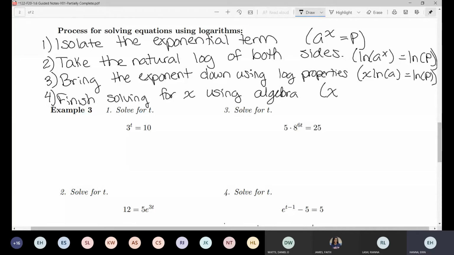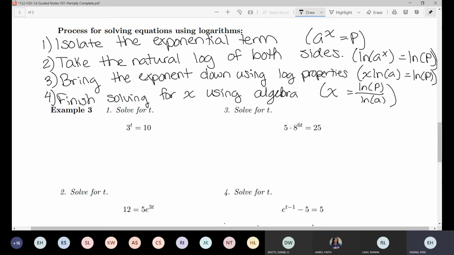So in this little simple case, we'd have to divide both sides by the natural log of a. So those are the steps that you're going to follow to be able to solve these equations when we want to solve for the thing that's in the exponent. So let's look at a couple of these.